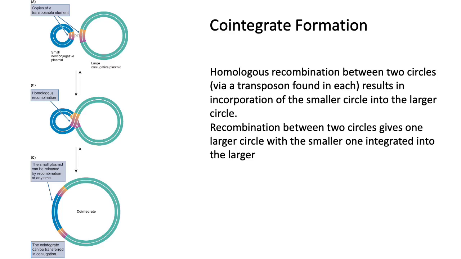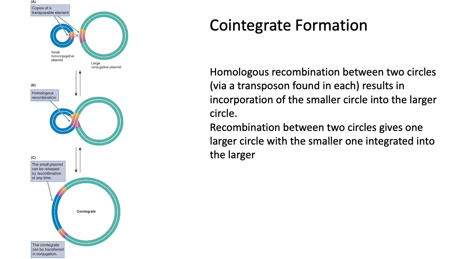So this is called co-integration because co meaning the two of them, and integrating, you're combining them together. And so the thing at the end, the bottom image, that is circular chromosomal DNA, but it is also called a co-integrate because it has the plasmid DNA within it as a linear section of the circular chromosomal DNA.